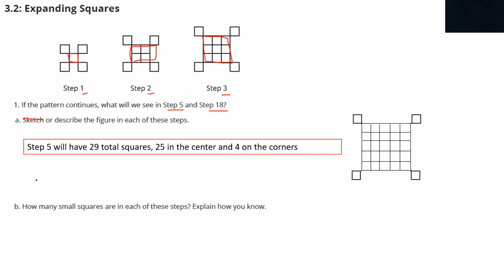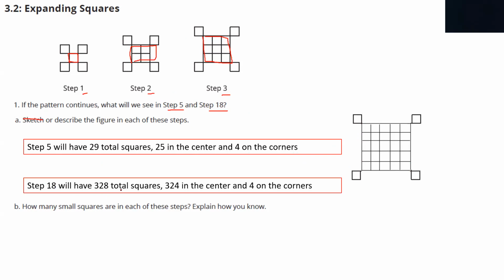Step 18 will have a total of 328 squares, and 324 in the center with the 4 corner squares added to it. So now that we have described the figures for step 5 and for step 18, how many small squares are in each of these steps? Explain how you know.